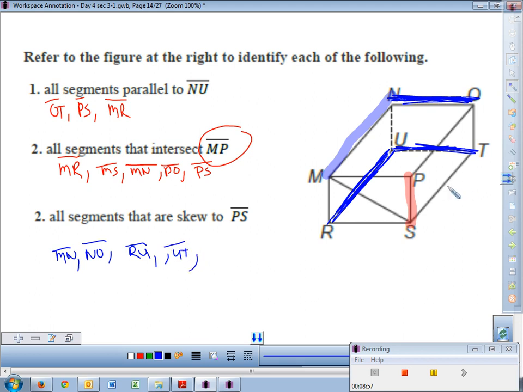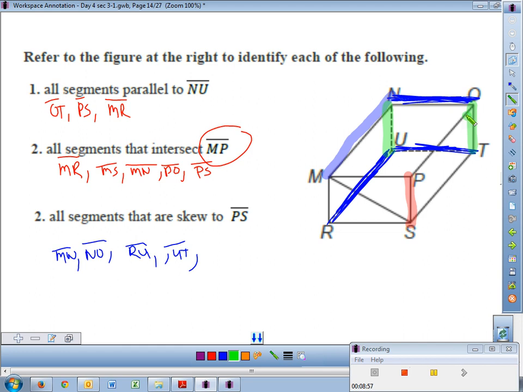Is there anything else? So let's see if there's anything else. This is going the same direction. That's parallel. That doesn't count. Parallel doesn't count. This actually touches segment PS. Doesn't count. Touches segment PS. Doesn't count. Touches segment PS. Doesn't count. Touches it, and that's parallel to it. So it looks like we found all the ones that are skew. So it's not a hard concept. It's just very visually challenging.